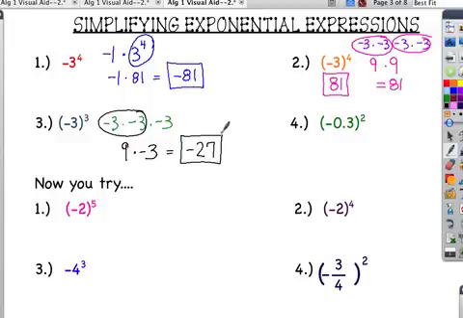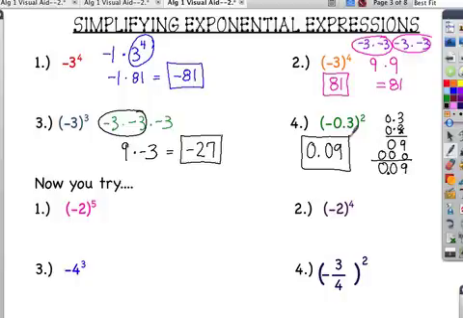Now number 4, we have negative 0.3 in parentheses raised to the 2nd power. So I'm going to be doing negative 0.3 times negative 0.3, which I know is going to give me a positive answer. Now I can just do 0.3 times 0.3. 3 times 3 is 9. I have 2 digits that come after my decimal points, so 2 in my answer. 0.09.